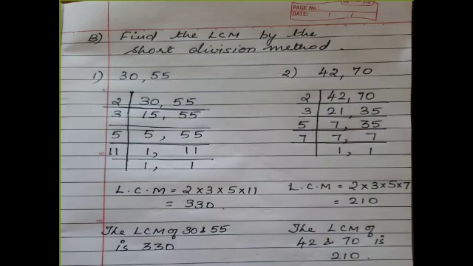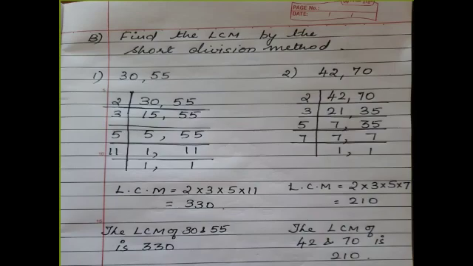Then you divide by 3. So 5 3s are 15, and you cannot divide 55 by 3. You bring it down as it is. Then as 5 is common in both the numbers, you start dividing with 5. So 1 5s are 5, 11 5s are 55.